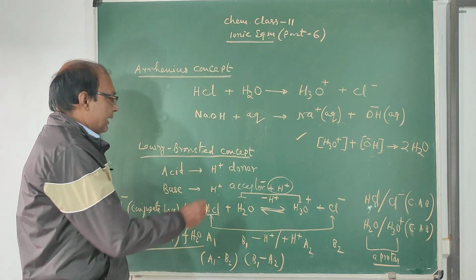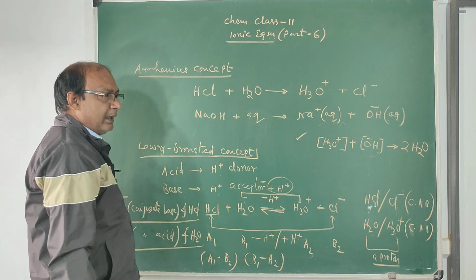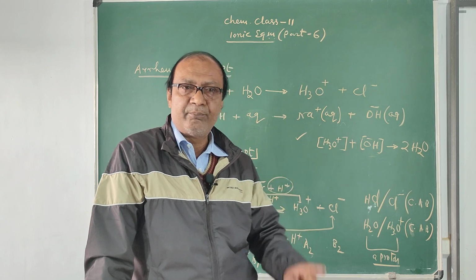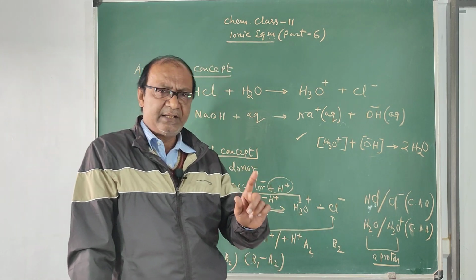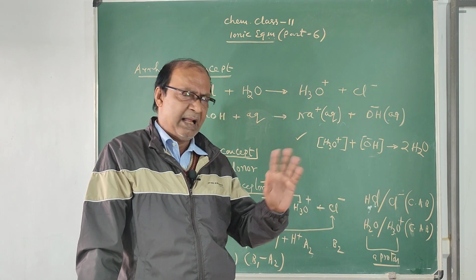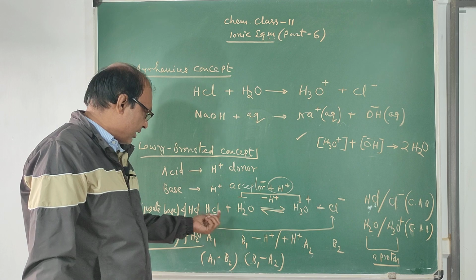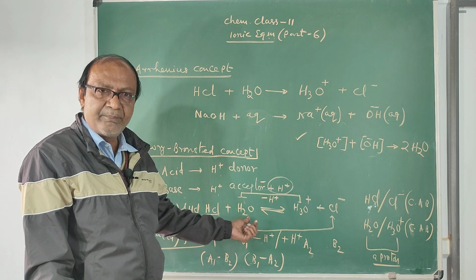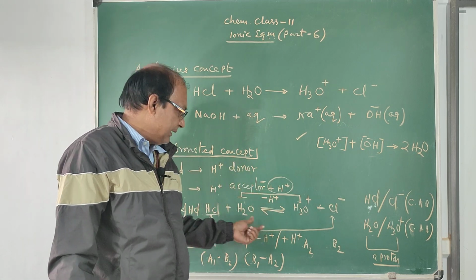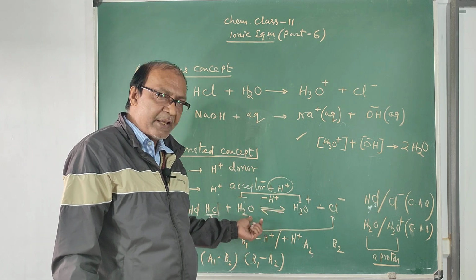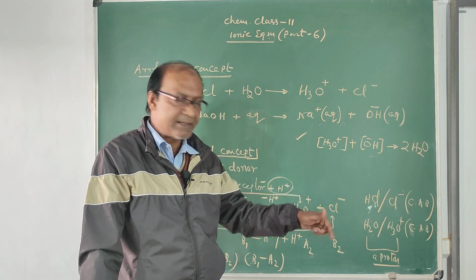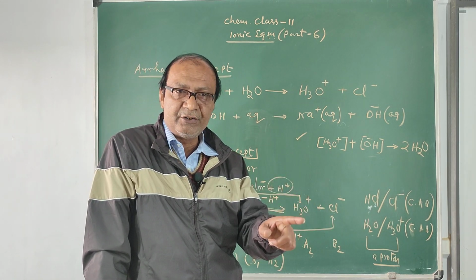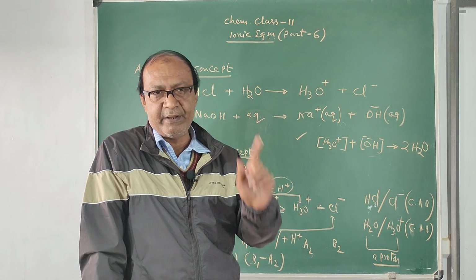Next point is, according to the Bronsted concept, a strong acid has a weak conjugate base. So remember, this is a very important fact. A strong acid has a weak conjugate base, and vice versa. As you know, HCl is a strong acid, therefore Cl- is a weak conjugate base. As you know, water is a very weak base. If we consider water as a base, water is accepting the proton, so it is a base. Water is a weak base, therefore H3O+ is a strong acid. A weak base has a strong conjugate acid. A strong acid has a weak conjugate base.